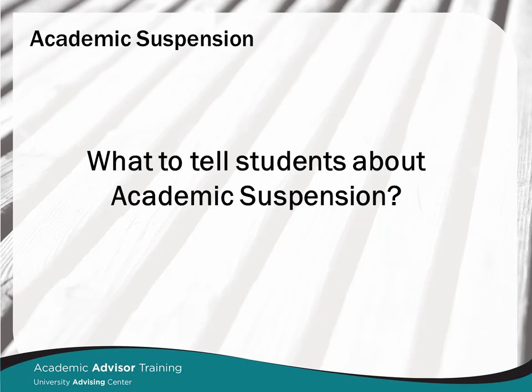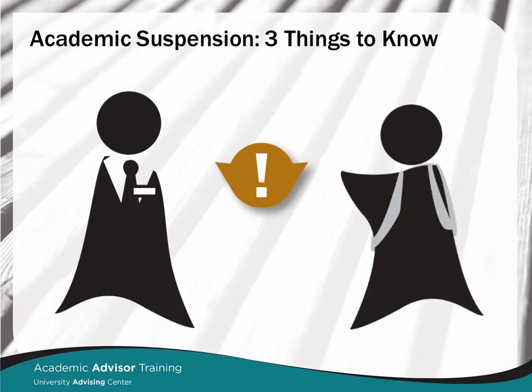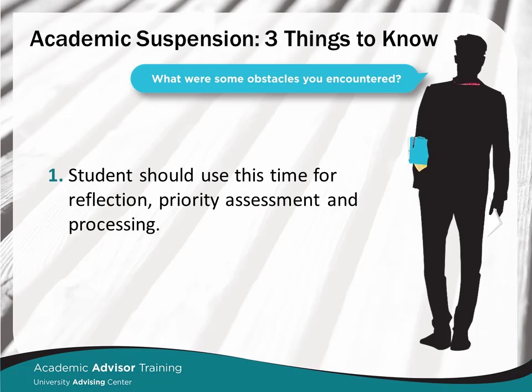What to tell students about academic suspension? 3 important things to know and tell the student who is likely to be or has recently been placed on academic suspension are: 1. Use the suspension period as a time to reflect, assess priorities, and process with others to make important decisions about the future.